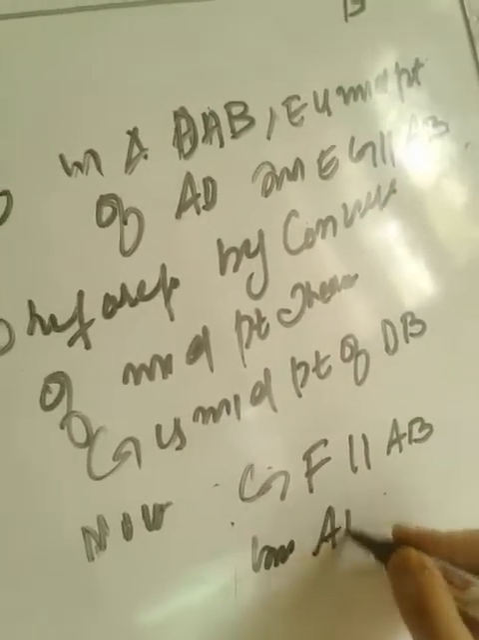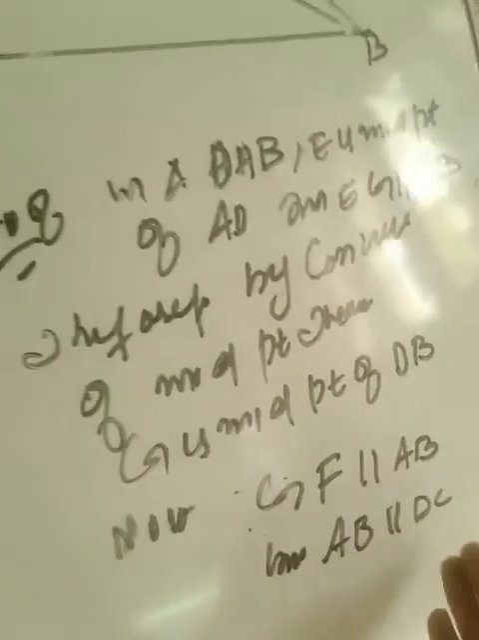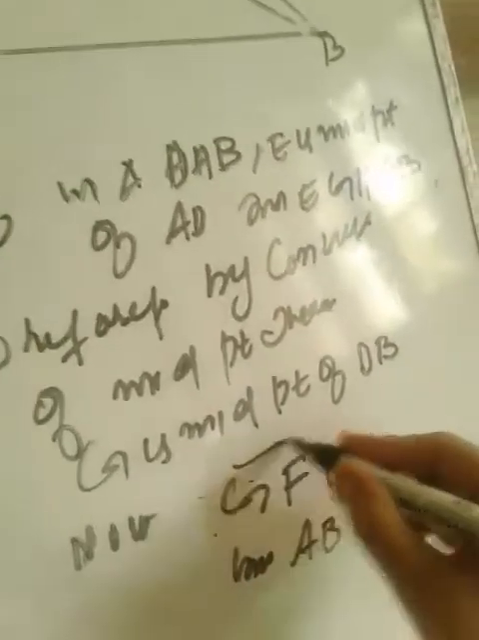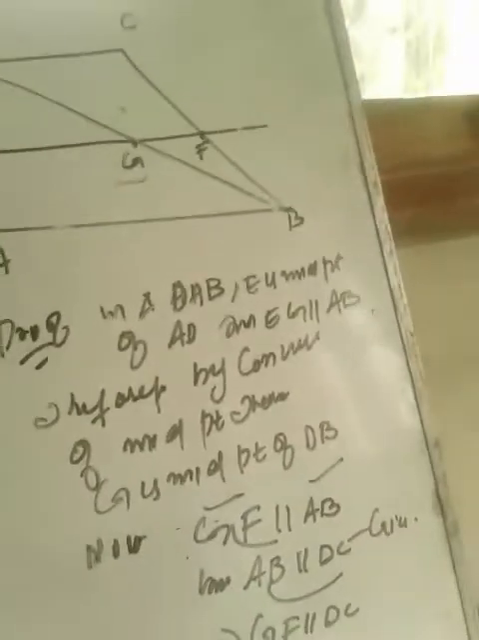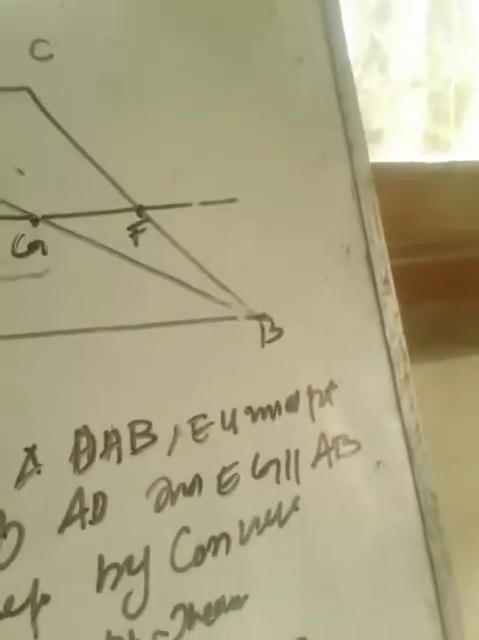But AB is parallel to DC. It is given. So two lines which are parallel to the same line are parallel to each other. EF is parallel to AB, DC is parallel to AB. It means GF is parallel to DC. Why? By what reason? Two lines which are parallel to the same line are parallel to each other. GF is parallel to AB and DC is parallel to AB. It means GF should be parallel to DC.